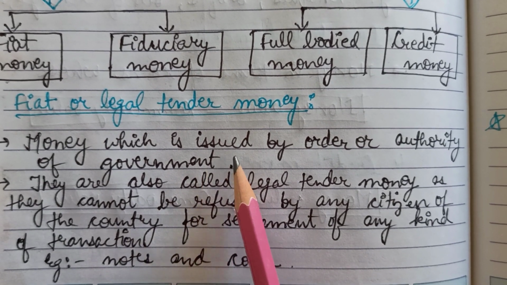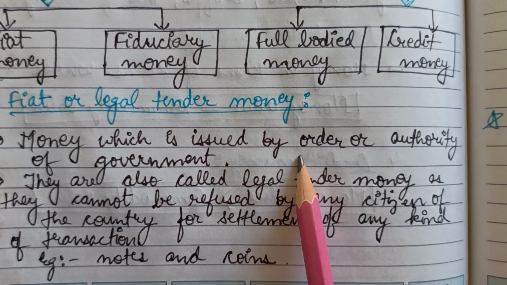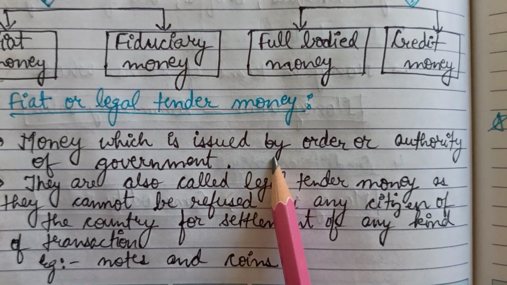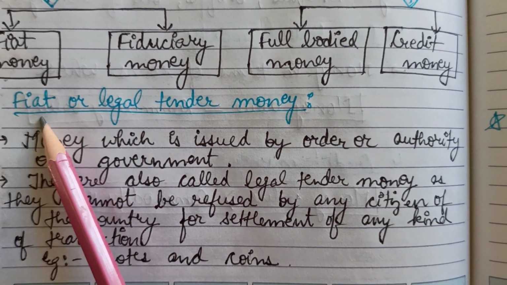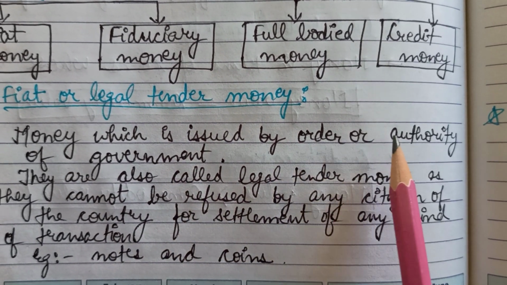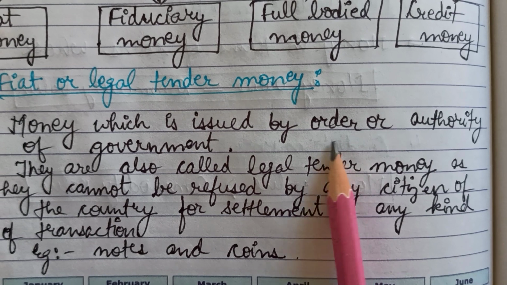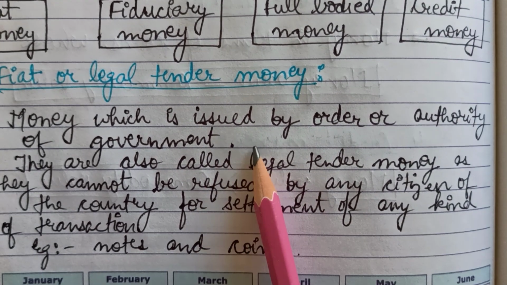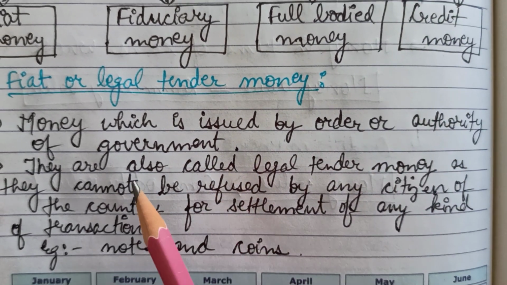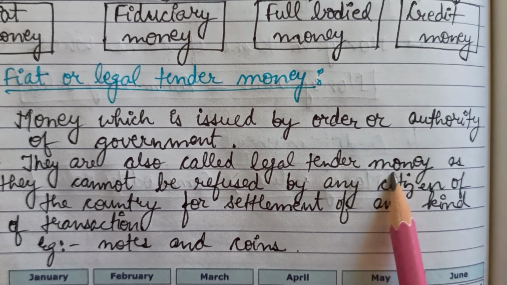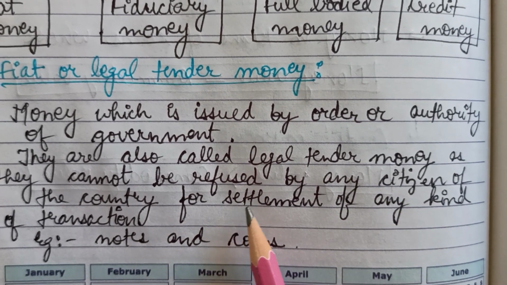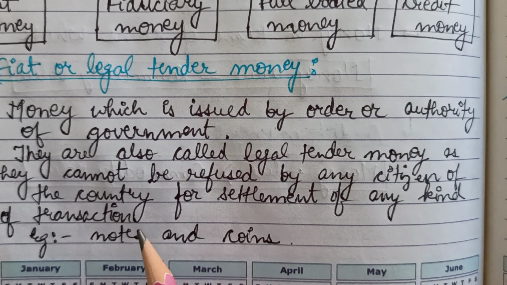Now you must know that the currency notes are issued by the Reserve Bank of India or the central bank, which means that fiat or legal tender money is the money which is issued by order or authority of the government. The government orders or issues this money for the use of the people. They are also called legal tender money as they cannot be refused by any citizen of the country for settlement of any kind of transaction.